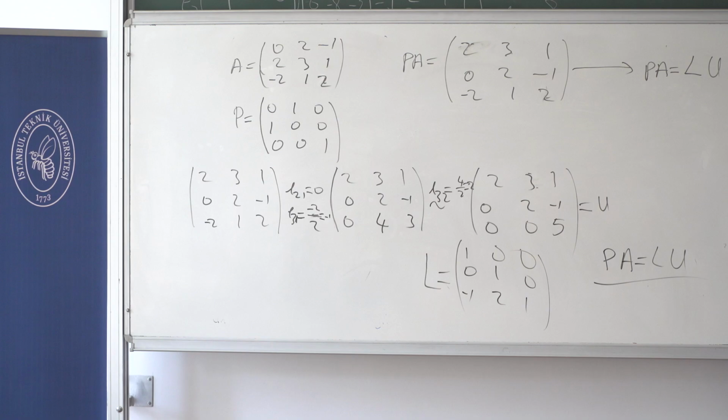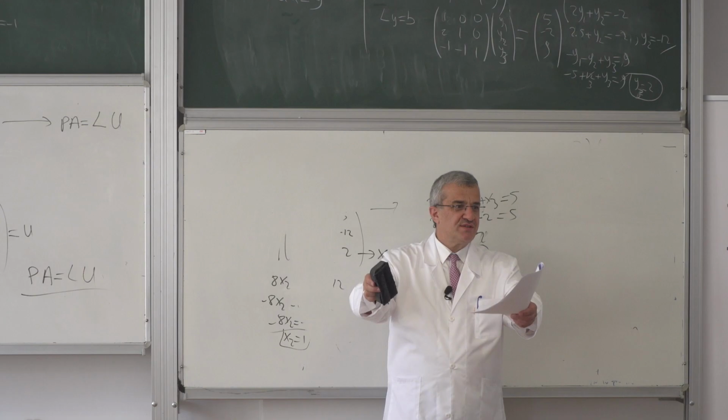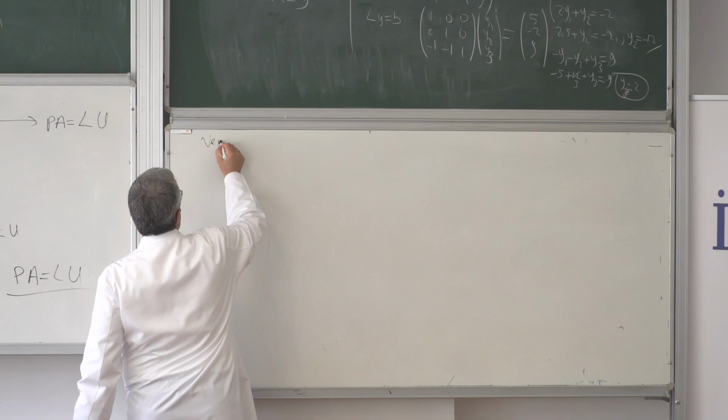So simple, isn't it? Why did we do it such a long way? Because we need to understand the idea behind it. If I were to tell you, and unfortunately in some universities they do it like that, this is how we obtain U, and this is L. Why is it? You don't need to worry about it. So LU, just verification. You don't need to do this unless I ask you to do that.